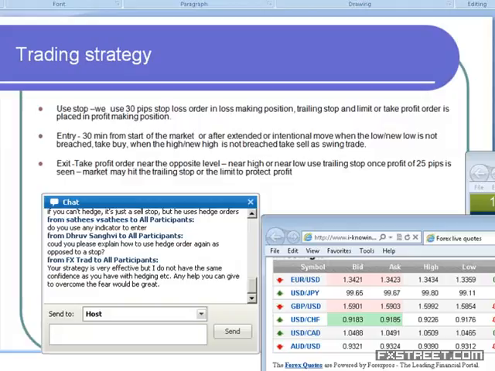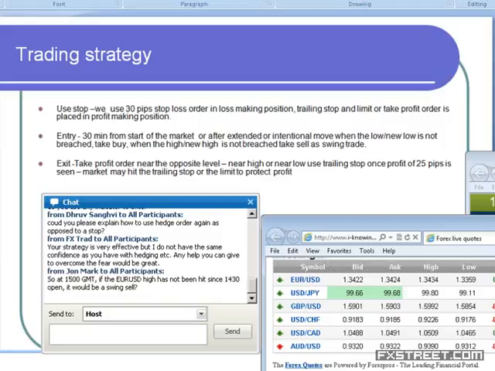Then, Drew, could you please explain how to use hedge order again as opposed to swap? See, in the trading platform, in the MetaTrader 4 platform, you come across the pop-up window in which you can take a buy position or a sell position, and you come across market execution, and also you come across the other type, and there you will be able to select. Sorry, I will not be able to show the platforms for you, and you just go into that and read the manual. You will be able to get how exactly you can use the hedge.